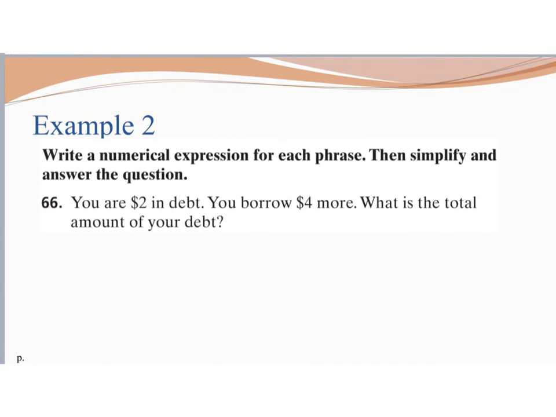Example 2 says to write a numerical expression for each phrase. Then we're going to simplify the answer and answer the question. So for this one, it says you are $2 in debt and you borrow $4 more. What is the total amount of your debt? So usually a debt means that you have a negative amount or that you owe somebody something. So that means that I'm going to start out with a negative $2. And if we borrow $4 more, we're really going to be taking away $4 more here.